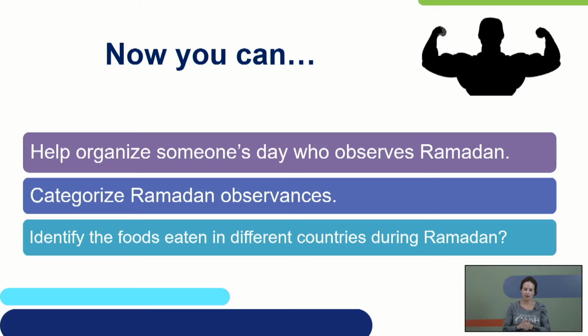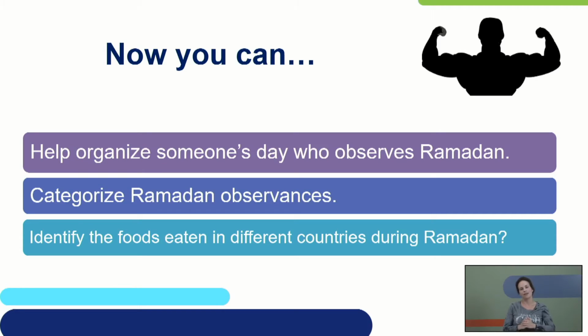You can also categorize Ramadan observances. Remember, we learned the 3 different categories: charity, discipline, and communal celebration. And you can identify the foods eaten in different countries during Ramadan. Remember, we learned about the different cookies and pastries in the different countries, Egypt, India, and Pakistan.